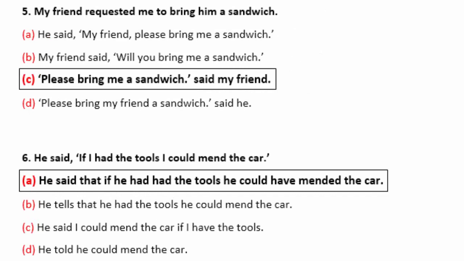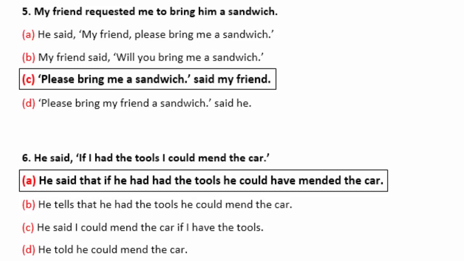The sentence number 5. My friend requested me to bring him a sandwich. Option number C is the correct option out of A, B, C and D. Please bring me a sandwich, said my friend. So we can use reporting speech at the beginning or in the end, as it is used in the end here, said my friend. So it doesn't make any difference. Wherever it is, when you are converting this sentence into indirect, you may use reporting speech at the beginning, as in sentence number 5, my friend requested me to bring him a sandwich.